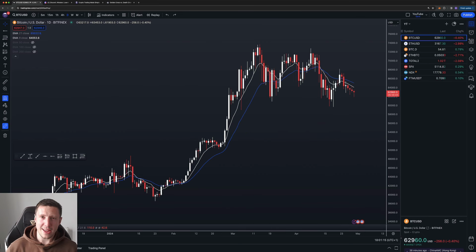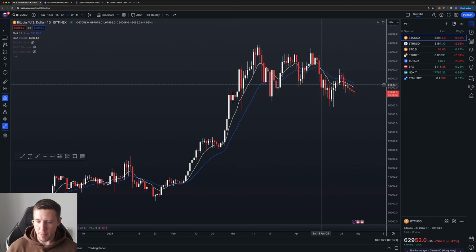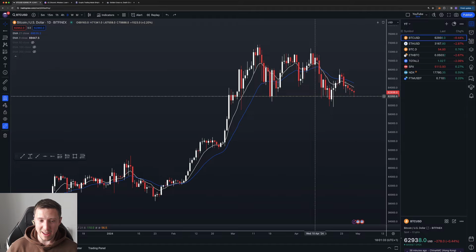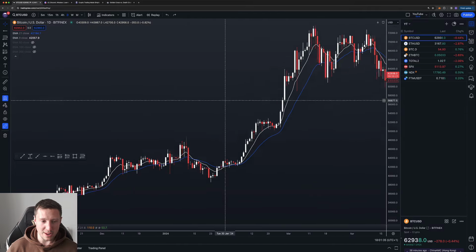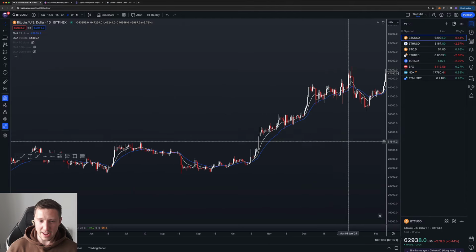Let's start by looking at the most recent trend. So the most recent bullish crossover we got was back here at the beginning of February, when price was around 42, 43k. And the most recent bearish crossover was not that long ago, about 13th of April, where if we take a look at the bottom of the candle, price was about 64k. So not a bad trade, that one. However, let's get more into the weeds and take a look at a bit more data.